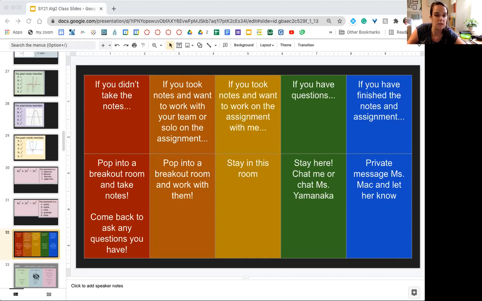Nick, Subin, Elizabeth, Kim, Angela, Anna, and Amy. I'm so pumped that you're here. Can you let me know what color you are? Are you red? You haven't taken the notes yet? If you took the notes and you want to work by yourself, or took the notes and you want to work on the assignment with me, or if you have questions, let me know what color you are. Yellow, cool. Got some yellow, red, and yellow.